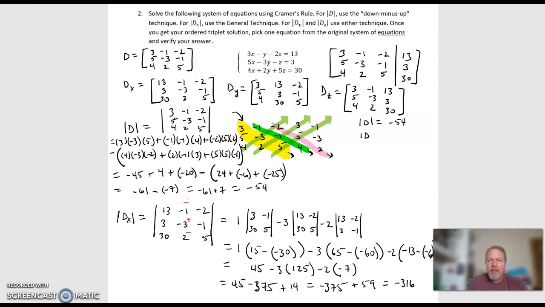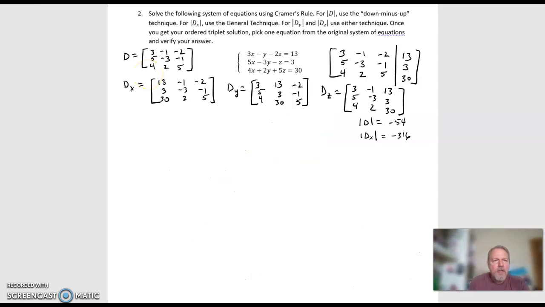My d sub x determinant is negative 316. So let me hit pause and erase this, and we'll come back and do the d sub y determinant and the d sub z. All right, let's do the determinant of d sub y. So the determinant of the d sub y matrix is the determinant of 3, 5, 4, 13, 3, 30, and negative 2, negative 1, 5.